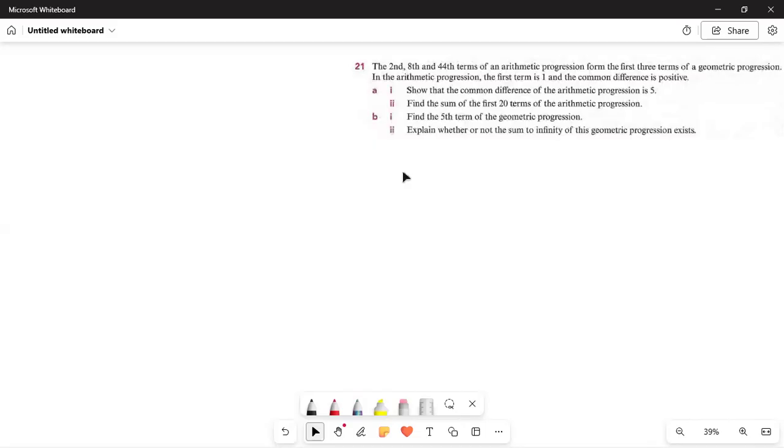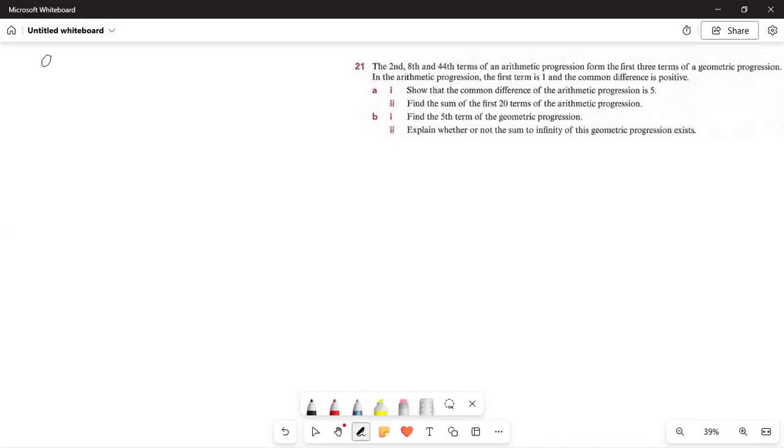We will be doing question 21. This is the last question of this chapter, chapter 11. It's pretty interesting. You see, it is given that the second, eighth, and 44th term of an arithmetic progression. So we're talking about an arithmetic progression.